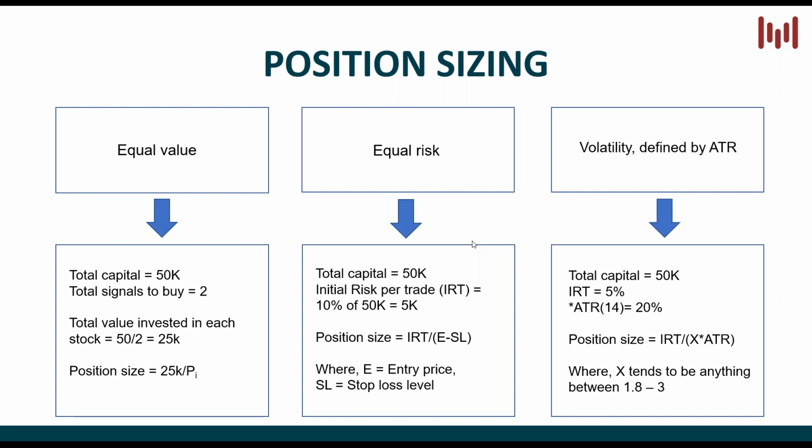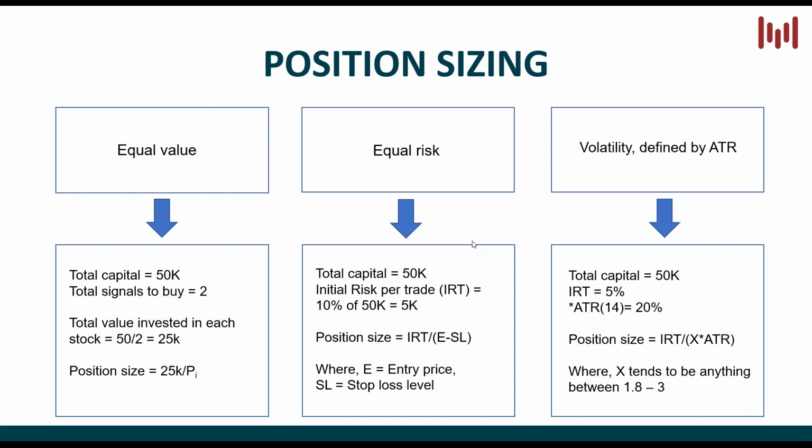so 5,000, and my position size is therefore going to be that initial risk per trade, which is IRT, the numerator, divided by the difference between my entry price and my stop loss. So E is entry price, SL is stop loss. The difference between the entry and the stop loss goes into the denominator. The initial risk per trade goes into the numerator, and that's how my position size is determined.